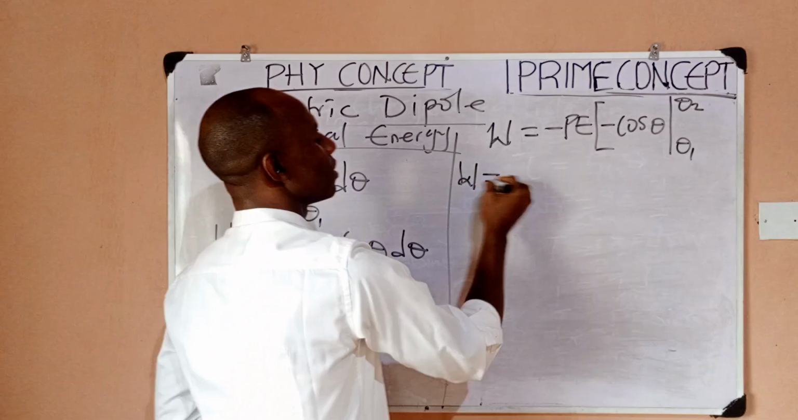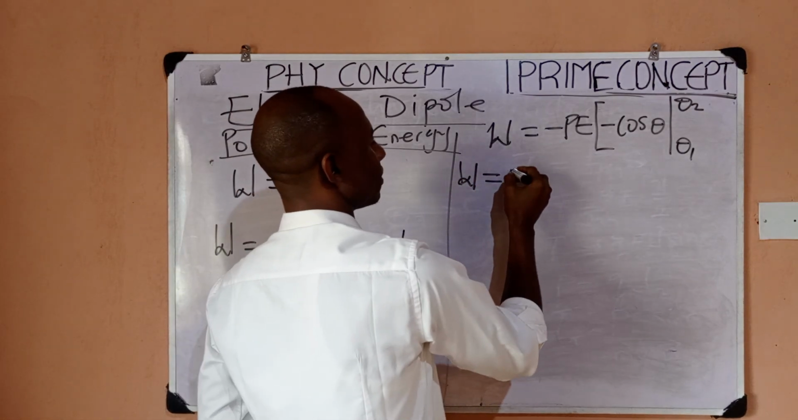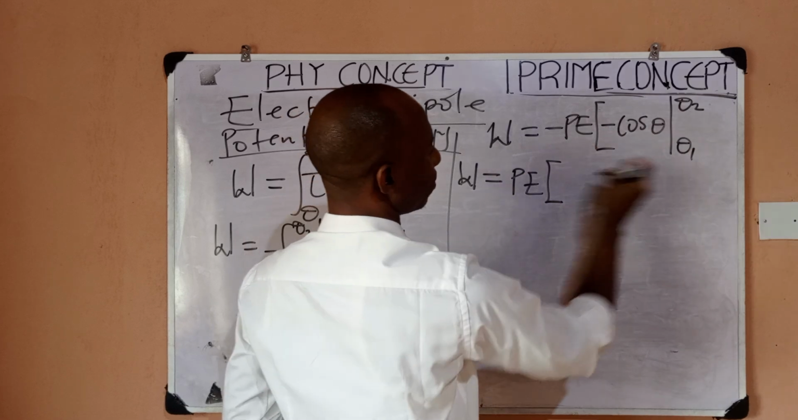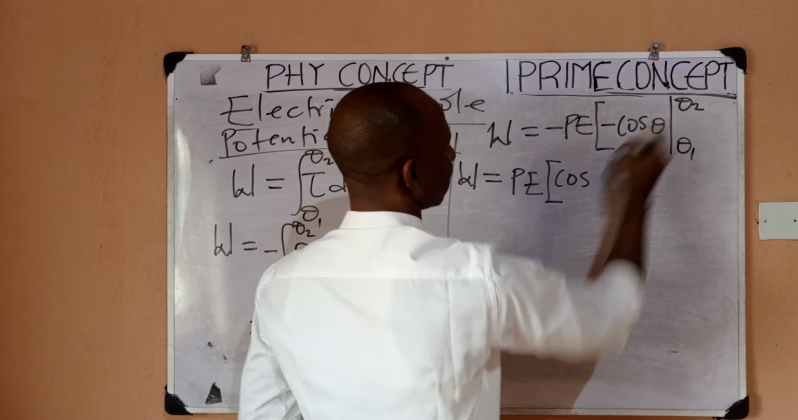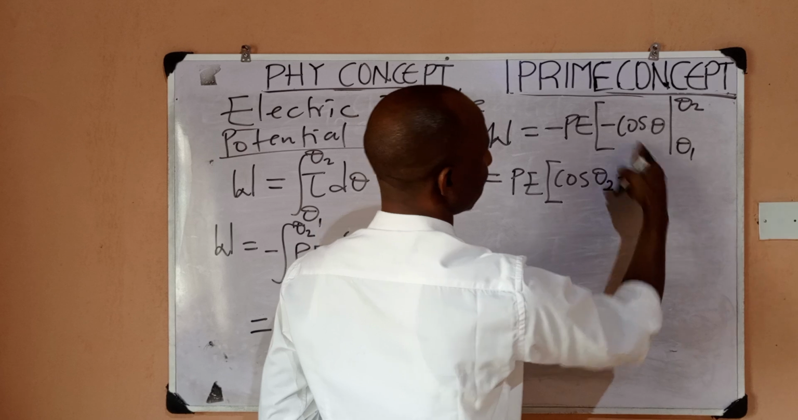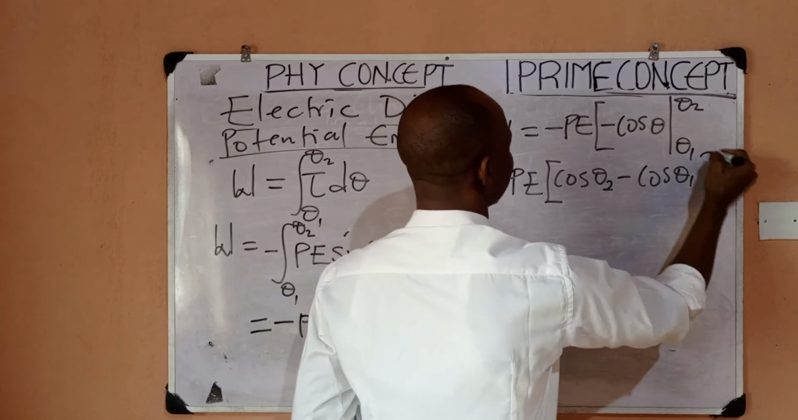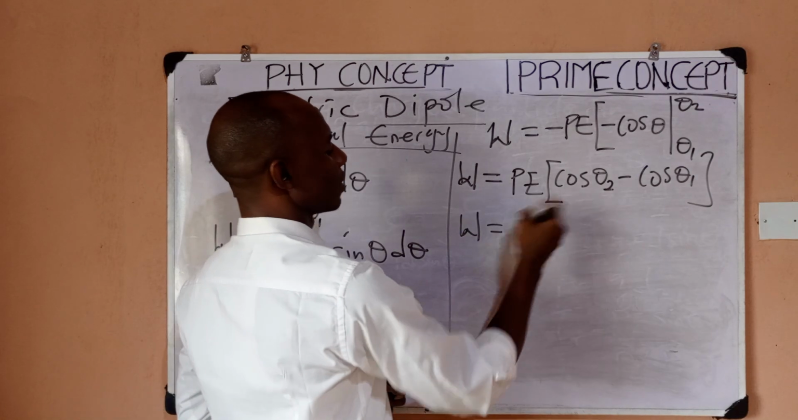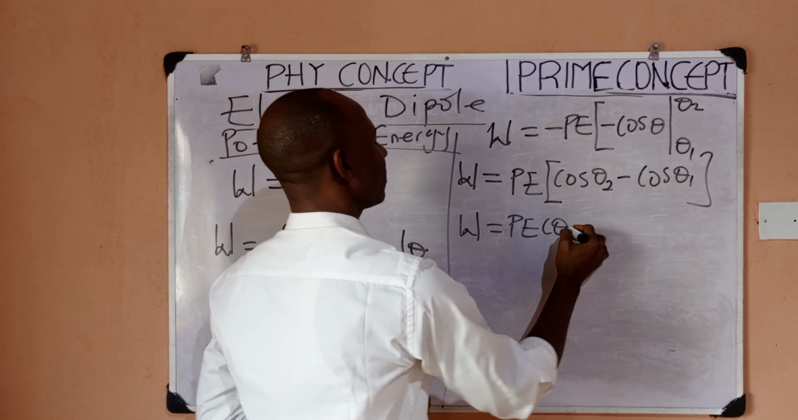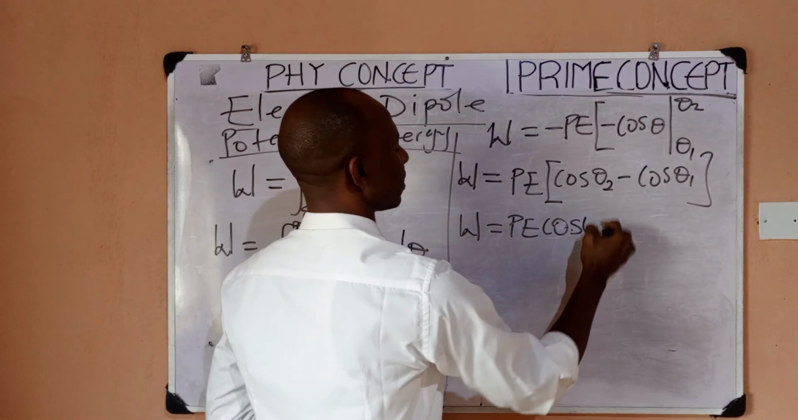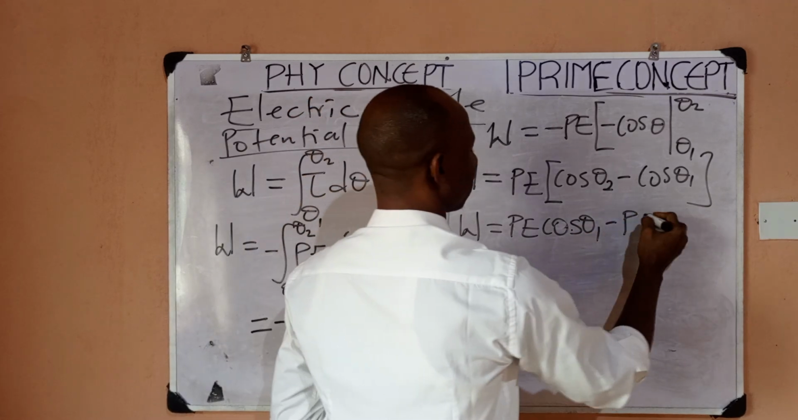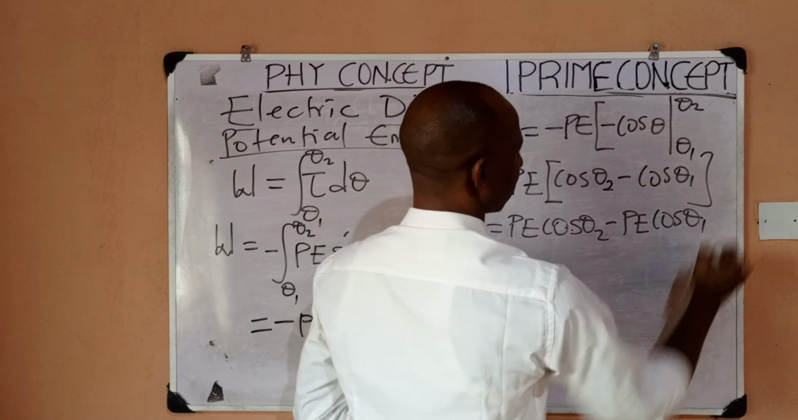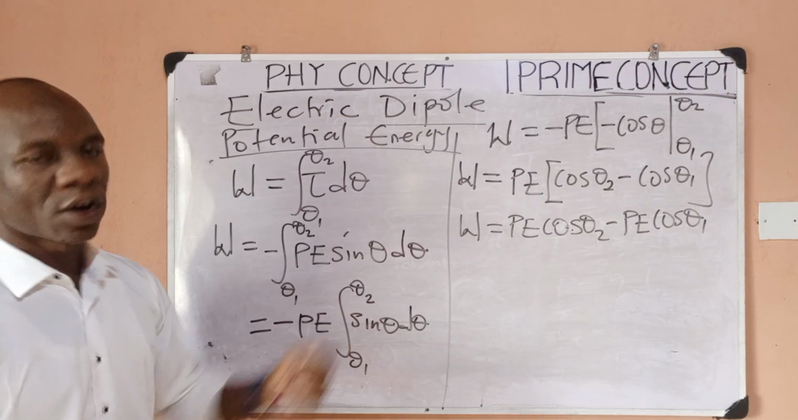Now, W is going to be what? It's going to be PE, since this would cancel this. Now I want to evaluate. I would have cos theta 2 at the boundary minus cos theta 1. So if you evaluate this, your work done is going to be PE times cos theta 2 minus cos theta 1. This is what we have; this is our work done.